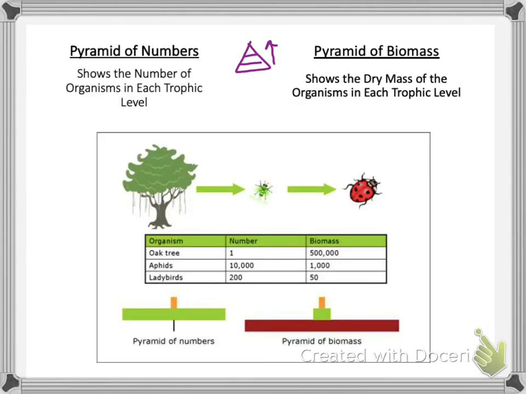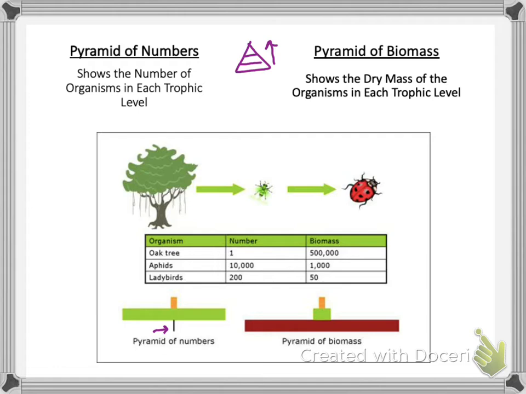But here is an example of a pyramid where we have a very narrow base. Here we have one single oak tree. That one oak tree can support a lot of, say, aphids, which can support a lot of ladybugs because of the sheer size of the tree. So numbers doesn't always give you the whole picture.